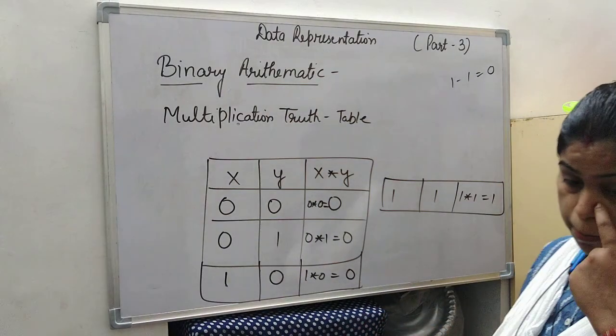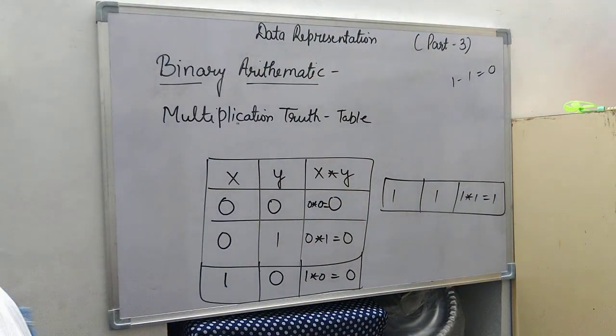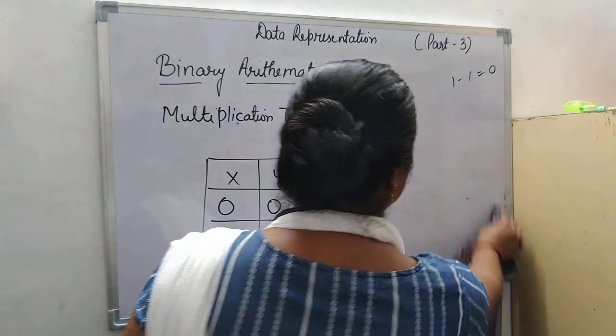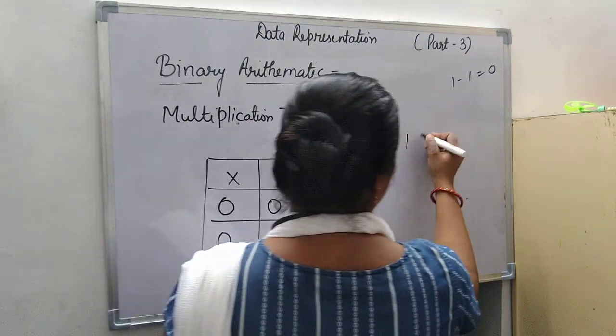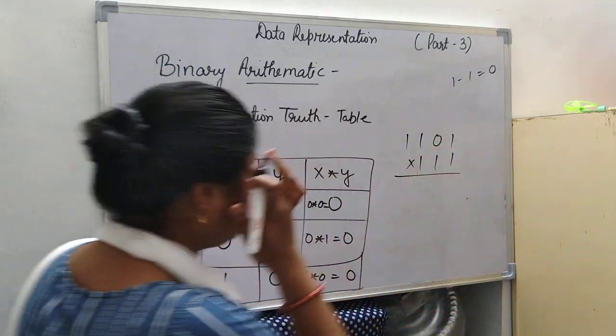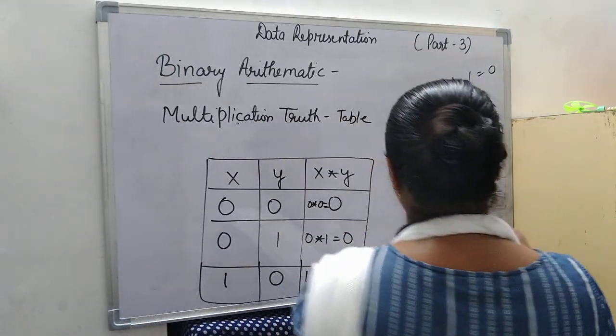So for example, we can solve an example with this multiplication table. Suppose here it is a number 1101 and we have to multiply it with 111. So what we can do, we can use the truth table.